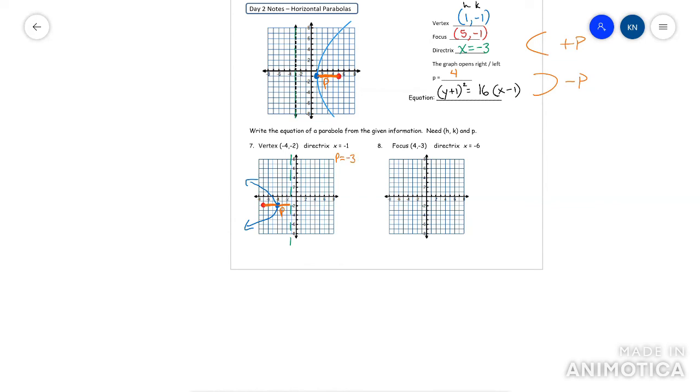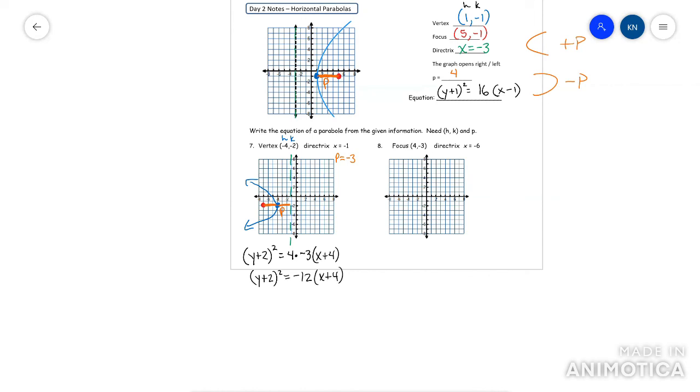And I know my vertex, which is my h, k. So now I'm ready to write my equation. When it's a horizontal one, you start out y minus k squared. So that's y plus 2 squared equals 4 times p times x minus h, so x plus 4. Then simplify it a little bit. y plus 2 squared equals -12 times x plus 4.